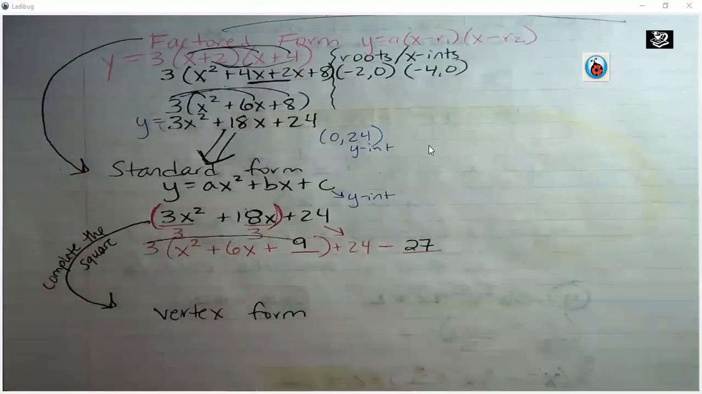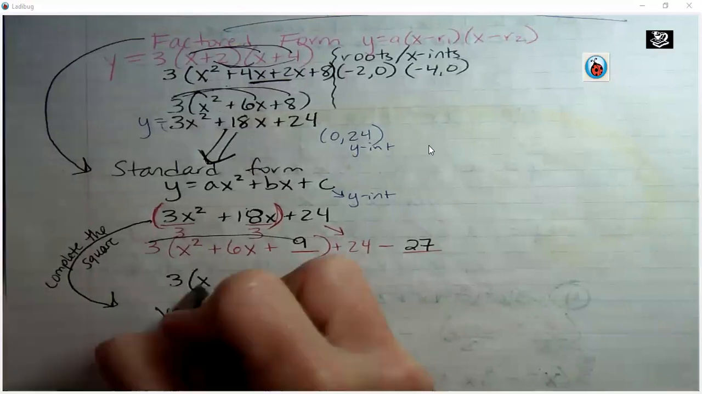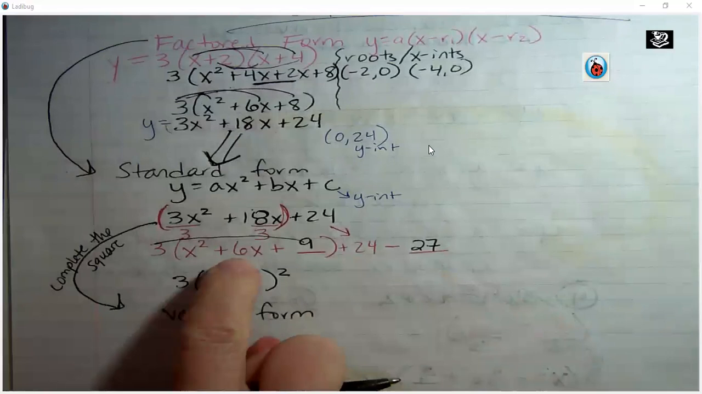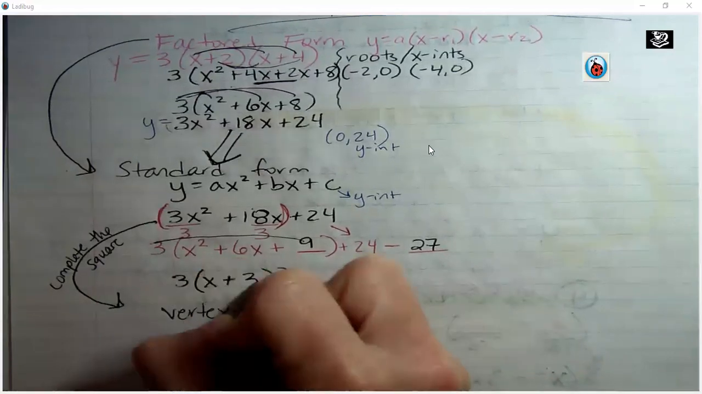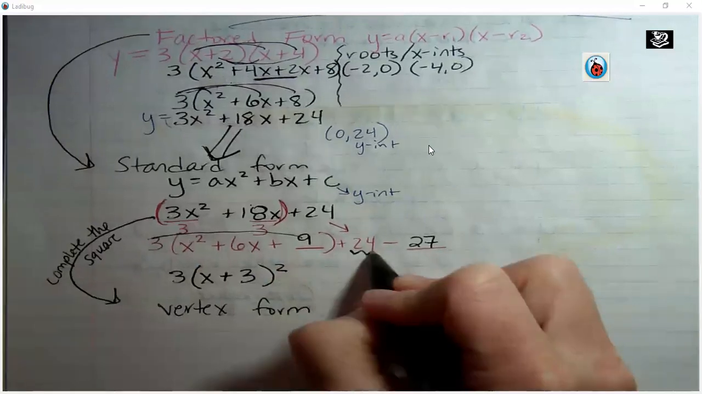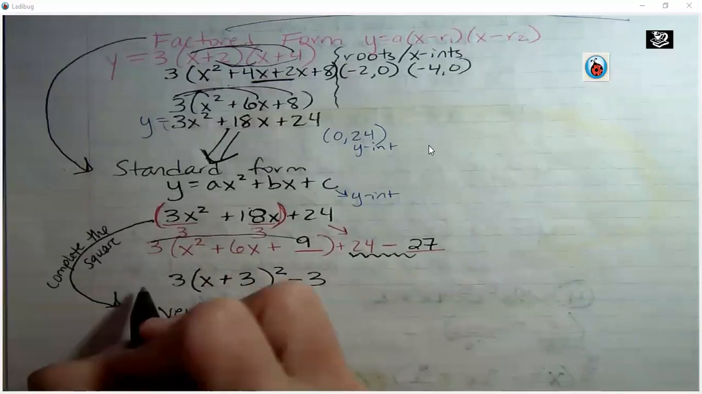All right, we're going to condense it back down. So it's going to be 3 parentheses, and you put an x and the square on the outside. And you do half of this number. Half of that number was positive 3. That's what you do for your final answer. And then you combine like terms. That gives you negative 3. What form am I now in?